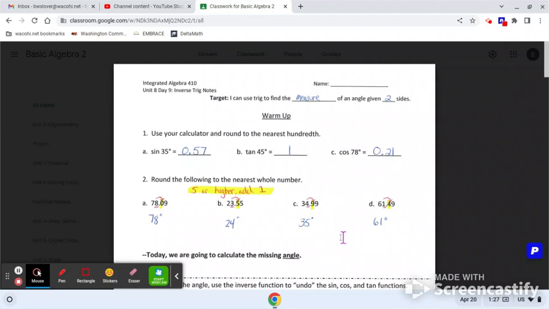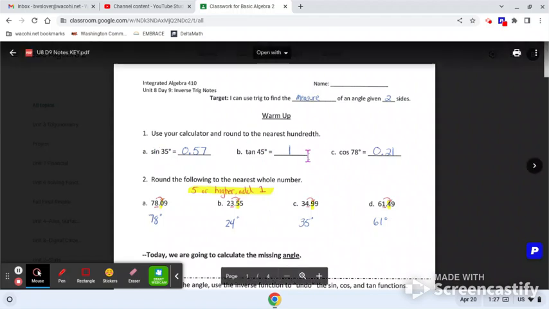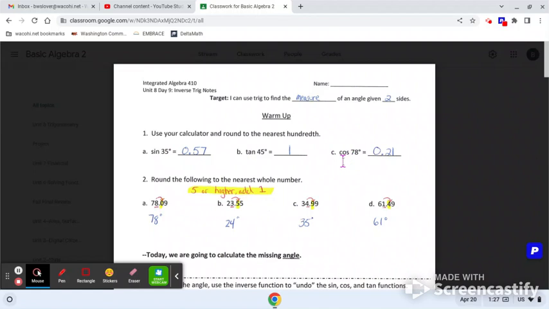Today we're going to talk about finding the measure of an angle given two sides, and we're going to use trig to accomplish that goal. So our warm-up says we need to use our calculator and round to the nearest hundredth. So you are literally doing sine 35 equals and getting a decimal. Round to two decimal places. Tan of 45 spit out 1. Cosine 78, 0.21.